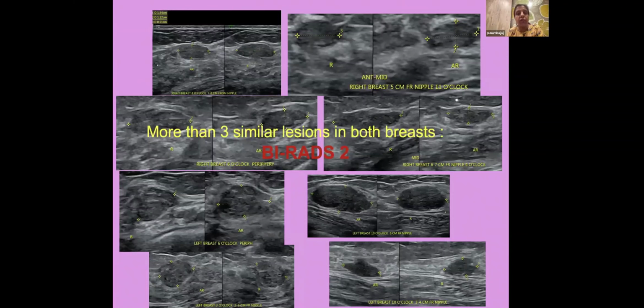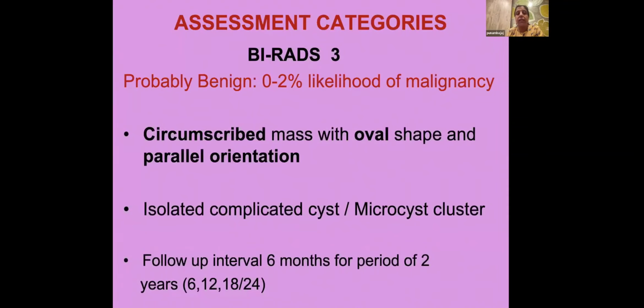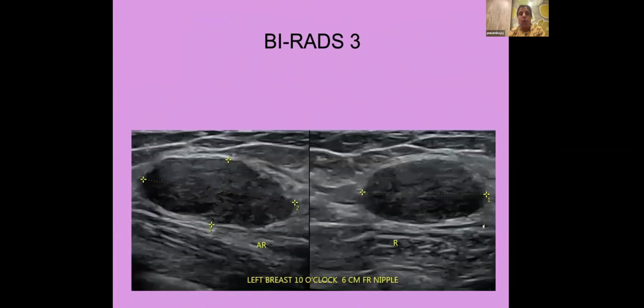Okay, if there are more than 3 similar lesions in both breasts, which obviously means that you have 2 or more in one breast and at least 1 in the other breast, you can give it a BI-RADS 2, provided they all look the same. You don't need to follow up these lesions. BI-RADS 3 is that these are probably benign lesions and there is a very low likelihood of malignancy of up to only about 2%. What is included in this?